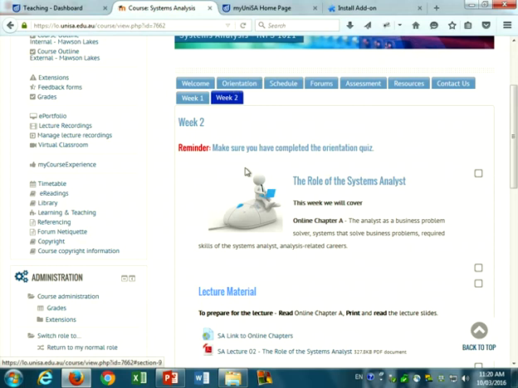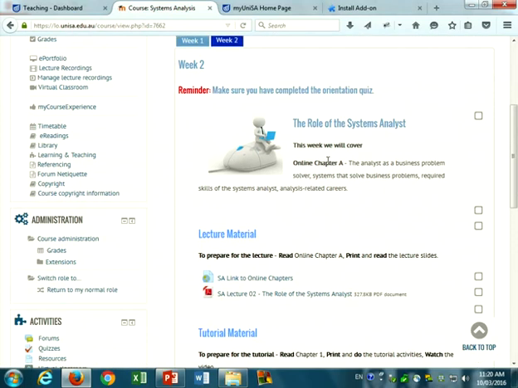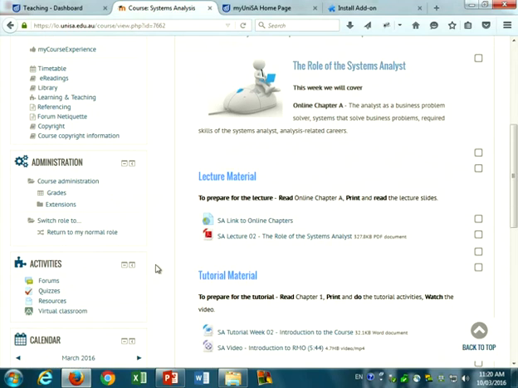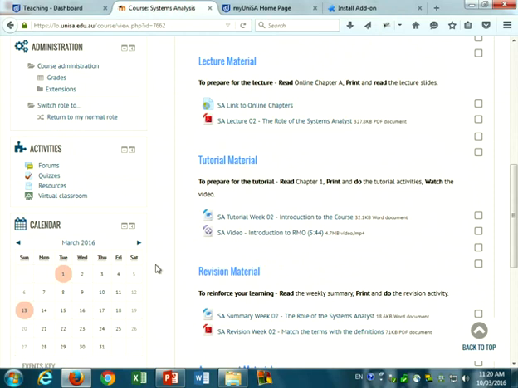So this week we're looking at the role of the systems analyst, which is online chapter A, which hopefully the majority of you have read before coming to class, in addition to printing and or reading the lecture slides which are here. So we'll be looking at the analyst as a business problem solver. We're looking at different types of systems that actually solve problems and what those systems are. What skills are required as a systems analyst, because there are quite a number of skills that a systems analyst does need to have, and a number of careers that some of you may choose to embark on as potential systems analysts in your choice of employment.